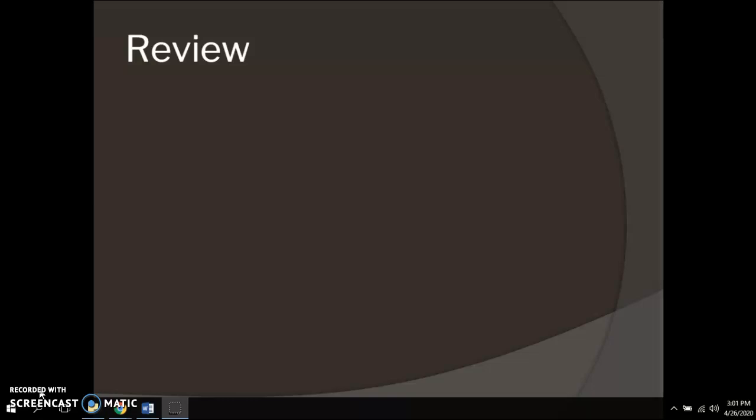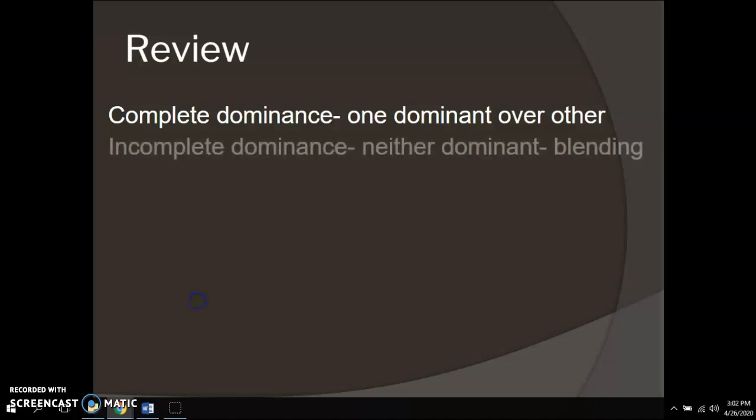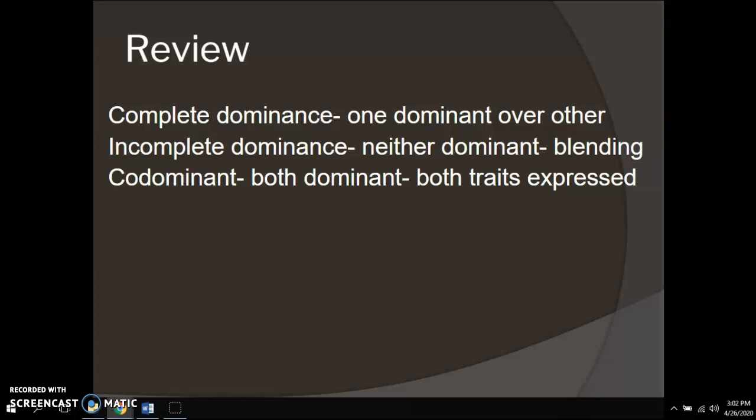You should have already learned and seen that there's complete dominance. That's the one that we got all the practice with on our Punnett squares, where one allele is dominant over the other. We also have learned about incomplete dominance, where neither of the alleles is dominant, and so you get some sort of blending of the two. We have seen codominance, where both alleles are dominant, and you'll actually get both traits expressed in the heterozygote. And then yesterday, we talked about two other types of inheritance.